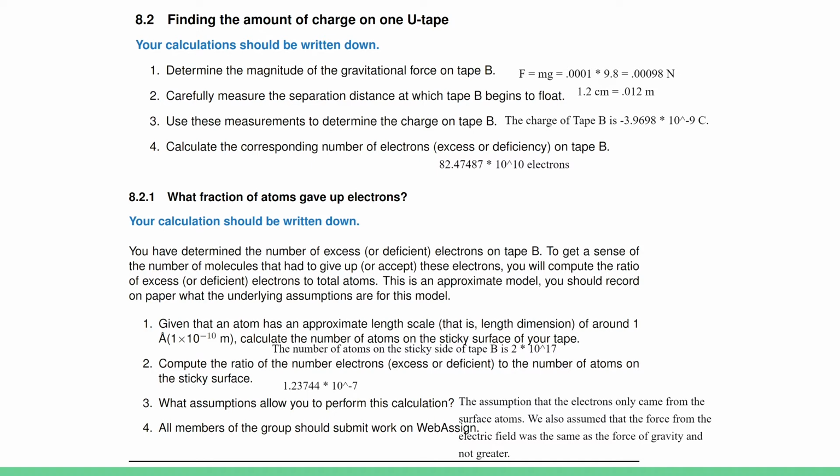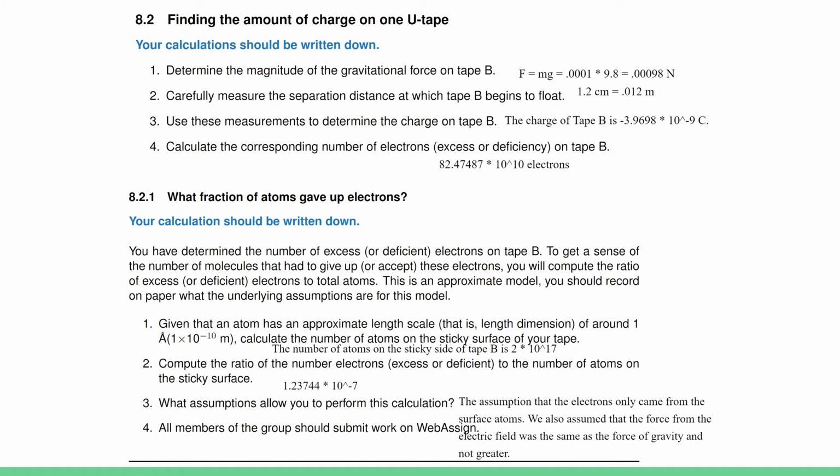I found the number of atoms on the sticky side of the tape to be 2 times 10 to the 17th, which resulted in a ratio of the number of excess electrons to the number of atoms on the sticky surface to be 1.23744 times 10 to the negative 7th.